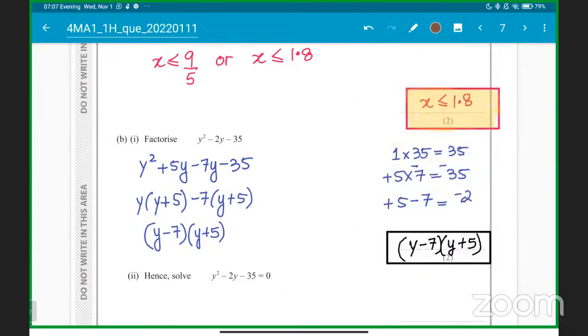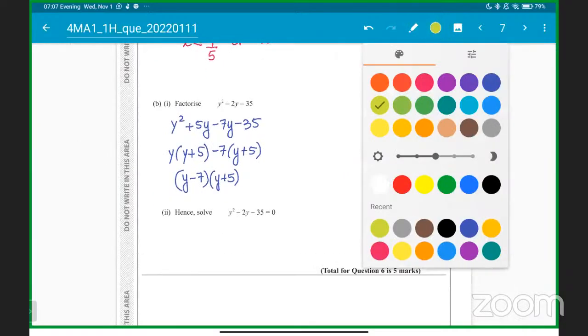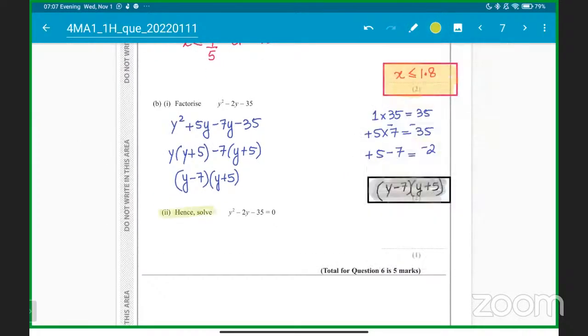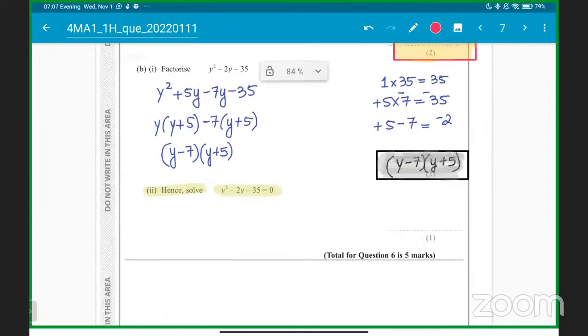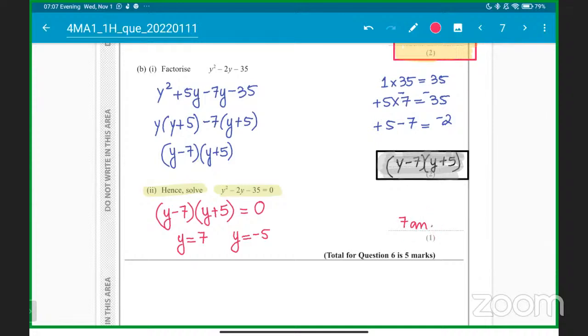This one is important as well. We got the factorization done there. Always remember what the word hence means: you have to take help from the previous part and then solve the question. It's only 1 mark. Don't make the mistake of solving everything again. It's a very silly mistake and not a good decision. Just take help from the previous part; you have already factorized it. So y minus 7 multiplied by y plus 5 is equal to 0. We get y equals 7 as one answer, and y equals -5. So 7 and -5 are the values.